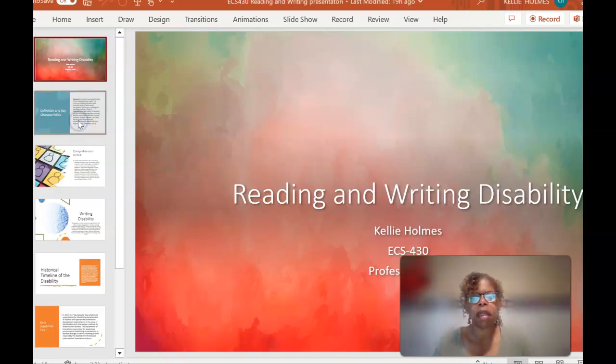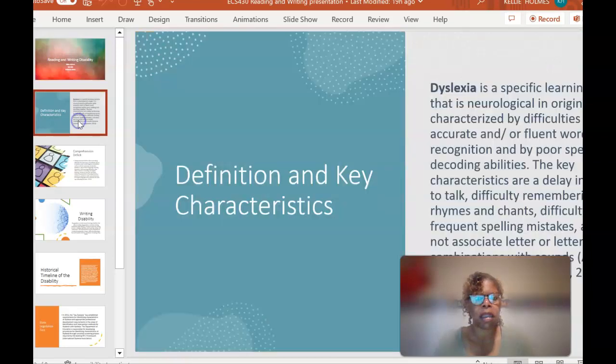Our first topic that we will be discussing is definition and key characteristics. My first definition is the definition of dyslexia. It is a specific learning disorder that is neurological in origin. It is characterized by difficulties with accurate and/or fluent word recognition and by poor spelling and decoding abilities.